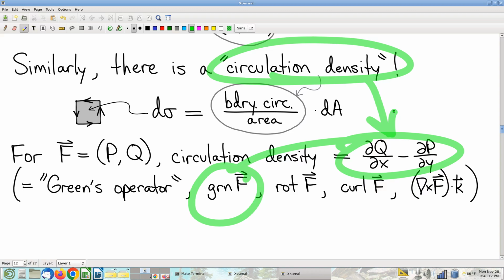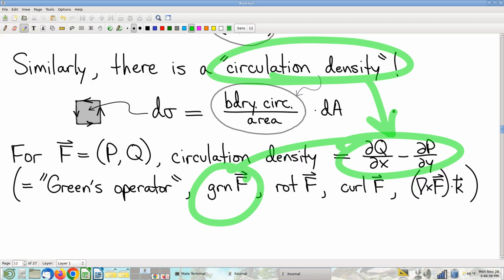Likewise with the divergence theorem, think about it. Your density there is divergence. We have a formula that only depends on the vector field. You've got to know P, Q, and R. You take the appropriate partials and what solid you're looking at. We'll deal with that later, but the density itself depends only on the vector field.